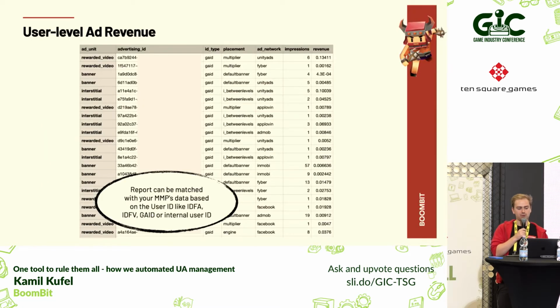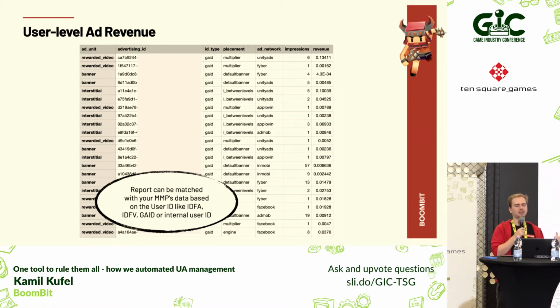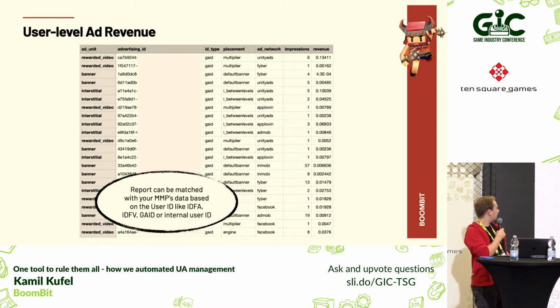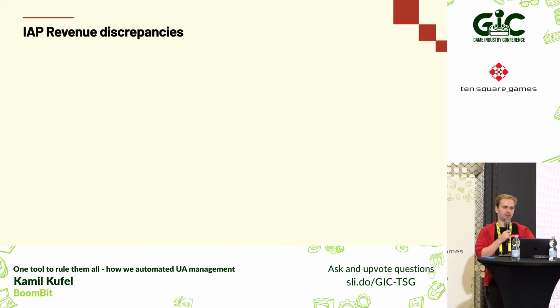So how does user-level ad revenue data look? Basically, a big CSV file with user IDs, which can be IDFA, IDFV, Google Advertising ID, or any custom internal user ID you might be using. And we receive very detailed data about what the ad type is, what the network was, and what the placement was. We can combine it with the data from the MMP and have really accurate data to measure user acquisition.